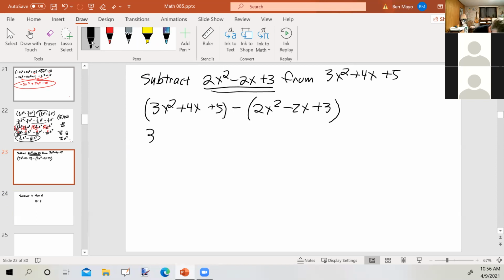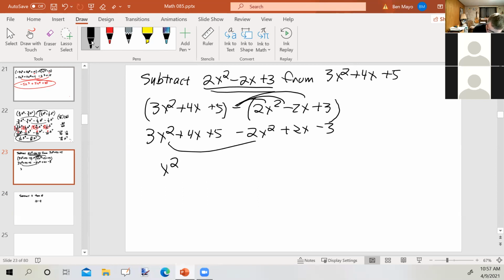Then ultimately, I need to distribute. So I'm subtracting that, and I'm subtracting that, and I'm subtracting that. Okay? Any questions there? So now I've got 1x squared plus 6x plus 2.